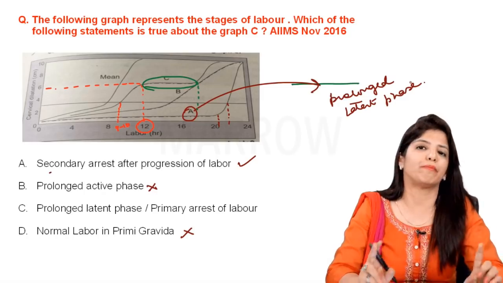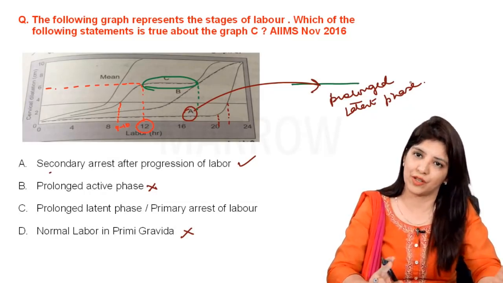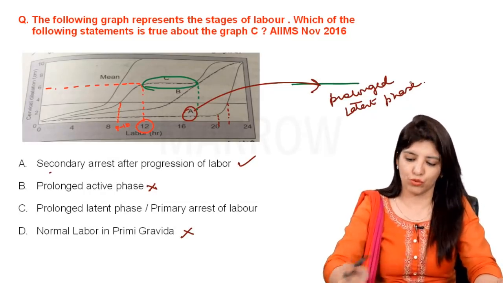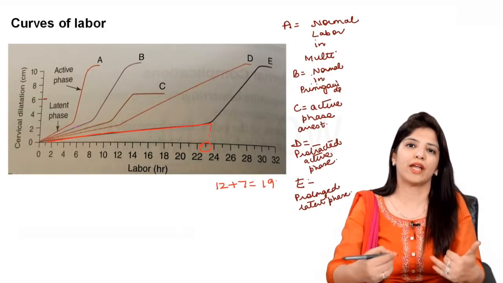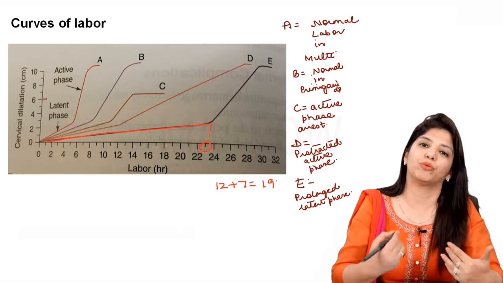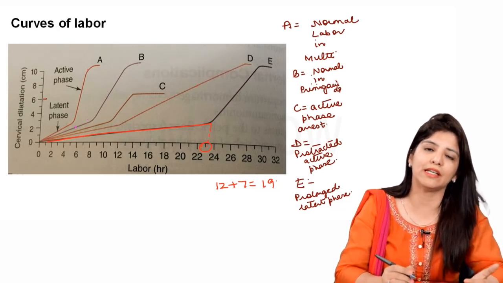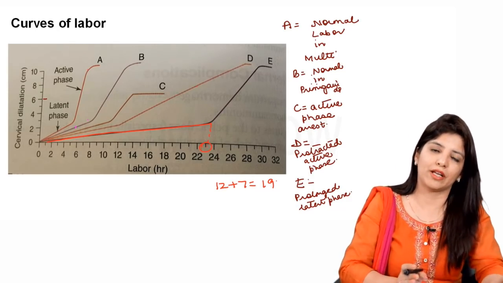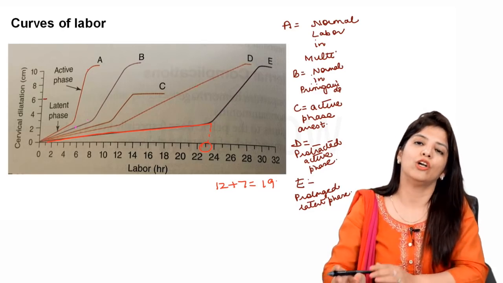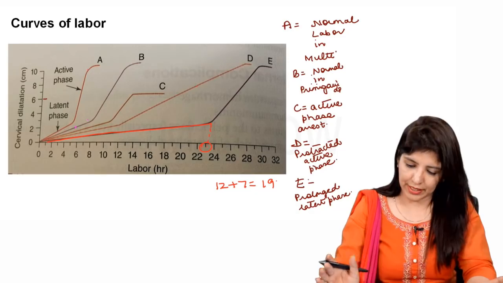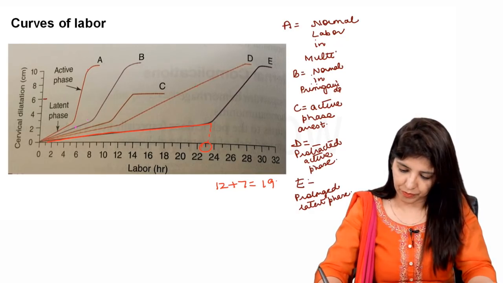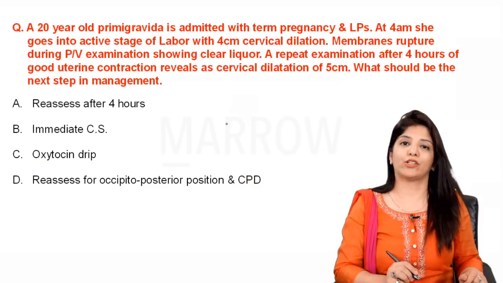Clear? Whenever you get a plateau in active phase, that is active phase arrest. Otherwise, you will have to see where is the active phase beginning and where is the active phase ending in order to diagnose protracted active phase, and similarly see where is the latent phase beginning and at what time it is ending to diagnose prolonged latent phase. Clear? Now, with this, let's come to the next question.